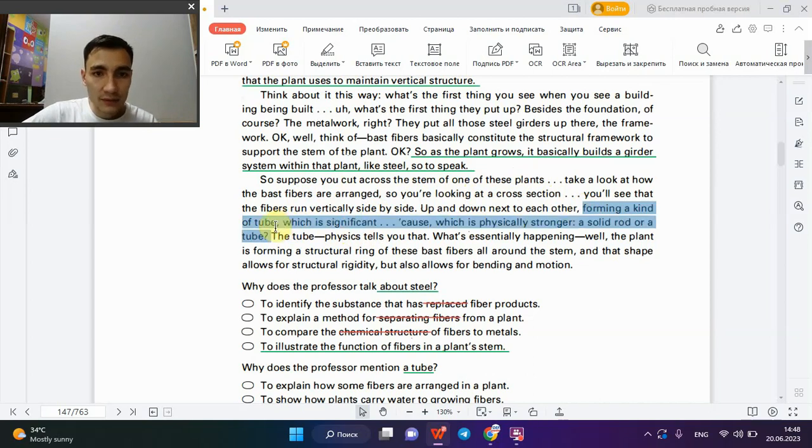Which is significant, which is physically stronger, solid rod or a tube. The tube physics tells you that. What's essentially happening? Well, the plant is forming a structural ring of these bast fibers all around the stem. That shape allows for structural rigidity, but also allows for bending and motion.